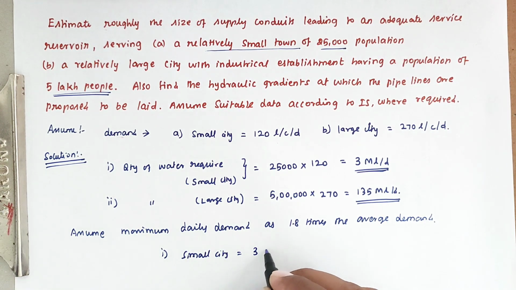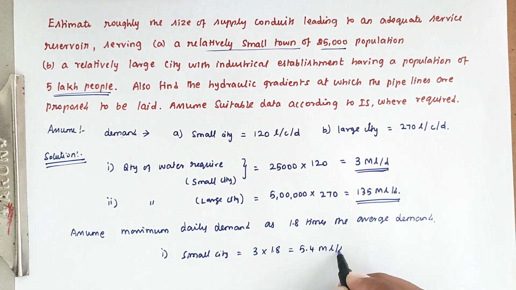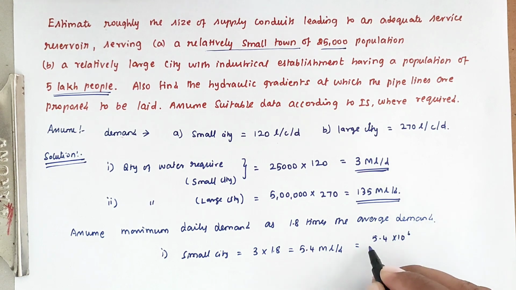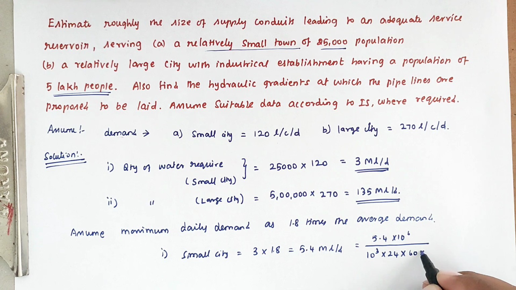For the small city, 3 into 1.8, we got the value of 5.4 million liters per day. Now we can convert this into meter cube per second. So 5.4 into 10 power 6 divided by 10 power 3 to convert into meter cube, and this is per day, so we convert into seconds: 24 into 60 minutes into 60 seconds. Solving this, we got the value of 0.063 meter cube per second.